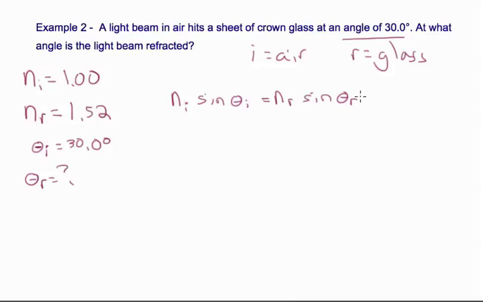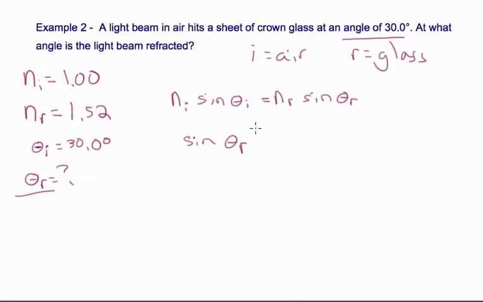A lot of times you will see this written with the incidence index left off, because I would say 80% of the cases we're going to do, the incidence material is air and its index is 1, so you don't use it. But I'm always going to put it on here just so that in the cases where it's not air, we realize that there is a number there and we have to put it in. Or we'll just rearrange it to solve for the sine of the angle of refraction.